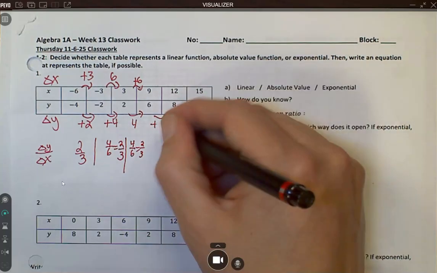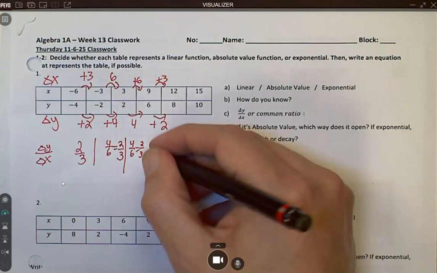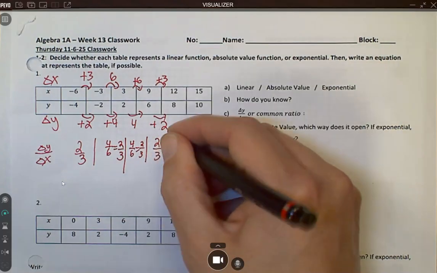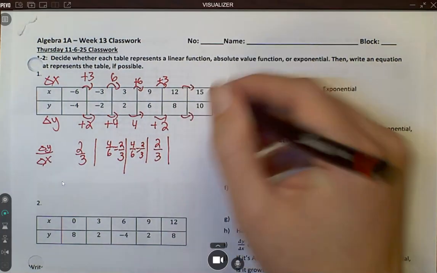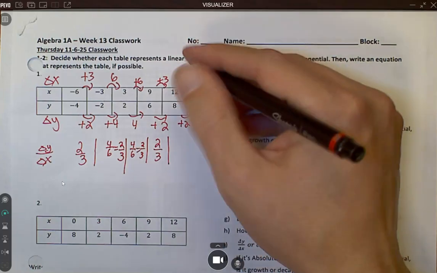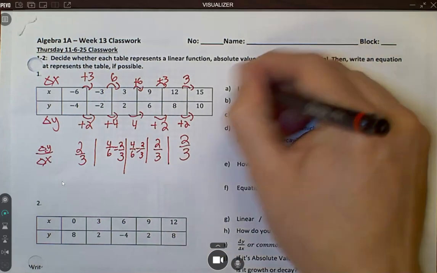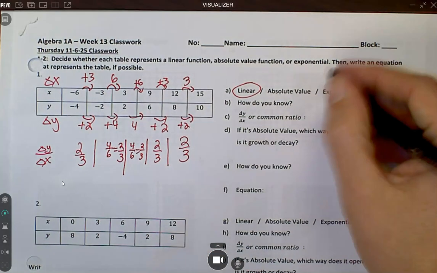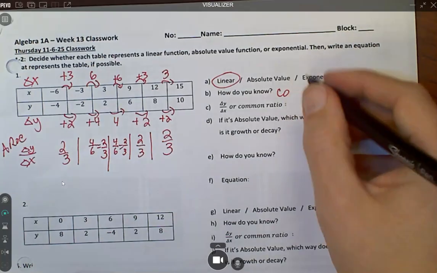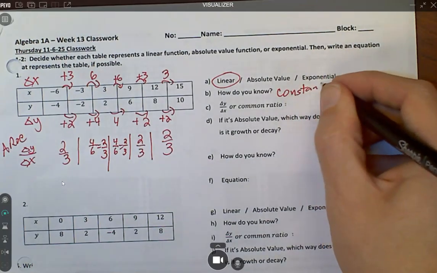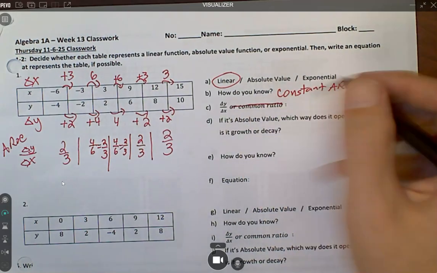Up 2. Up 3. Last one. 2. 3. Okay, that makes this linear. How do you know? Constant. This is a rock. Average rate of change is constant. A rock, and it's only got 1. No common ratio.